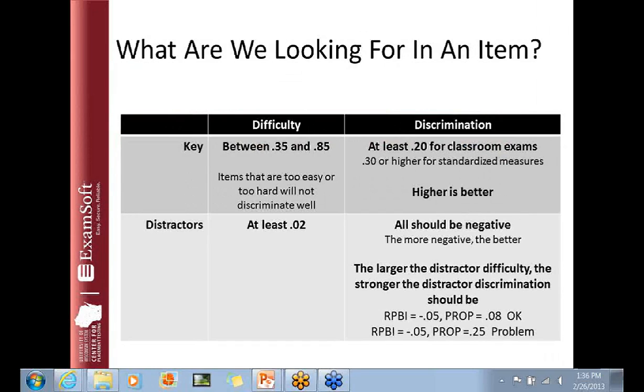We know that the right answer will only be highly discriminating if the wrong answers, sort of taken collectively, are highly negatively discriminating. And if you have a really common wrong answer and it's got a very weak discrimination, then that's not too likely to happen.